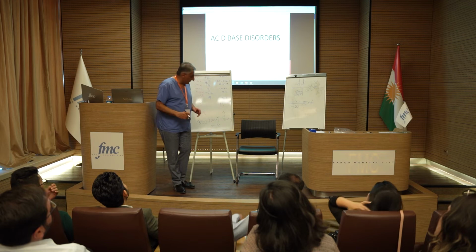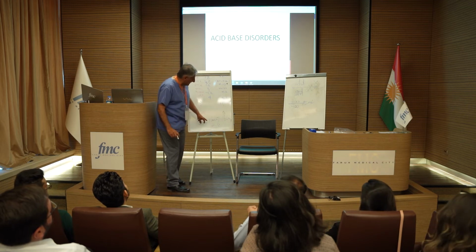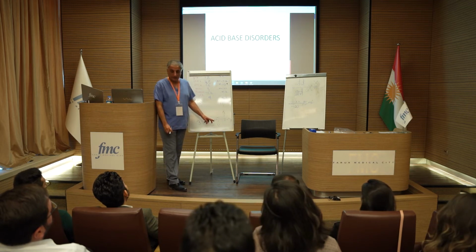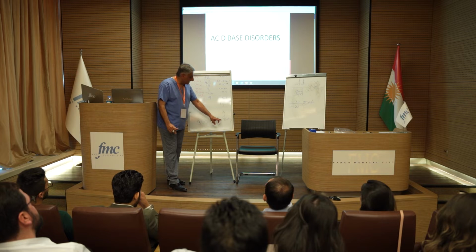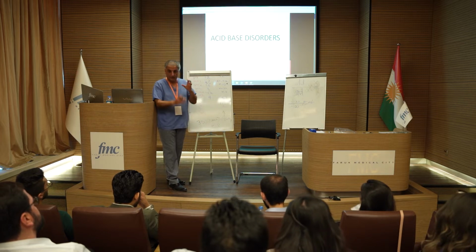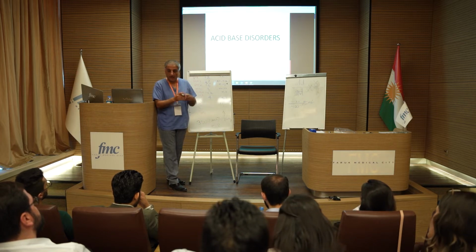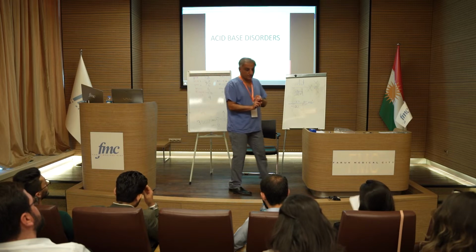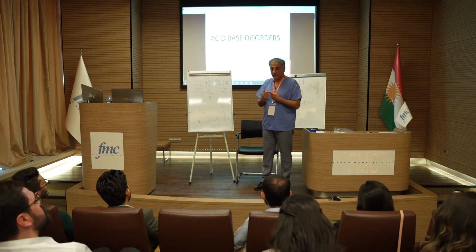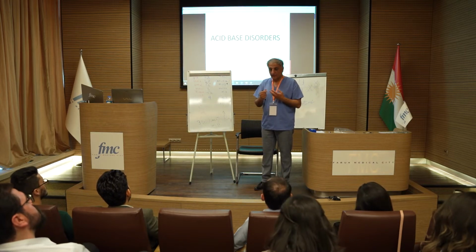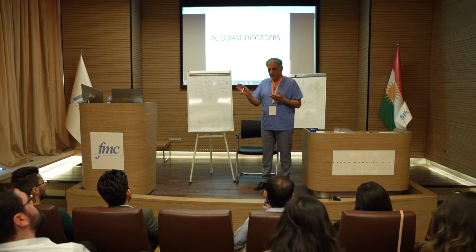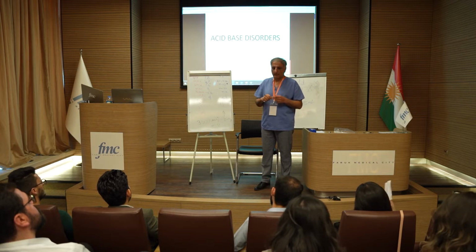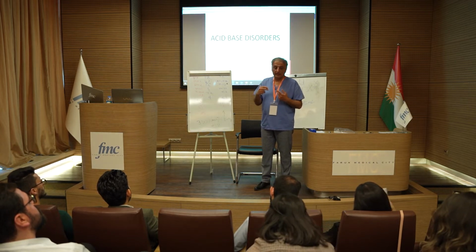So what's the anion gap? It's the sodium plus potassium, the cations, minus chloride plus bicarb, the anions. And we have 3 types of metabolic acidosis: the high anion gap, the normal anion gap, and the low anion gap. The low is probably not that common, but it's mainly the high and the normal.